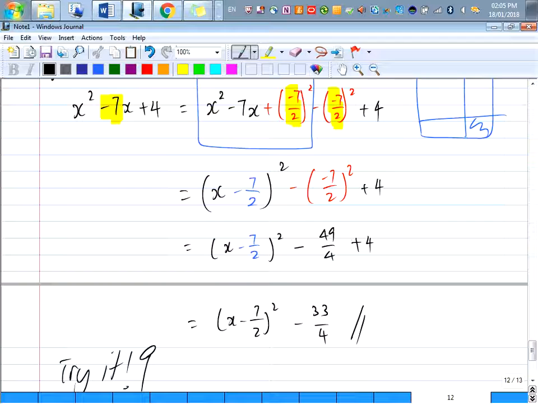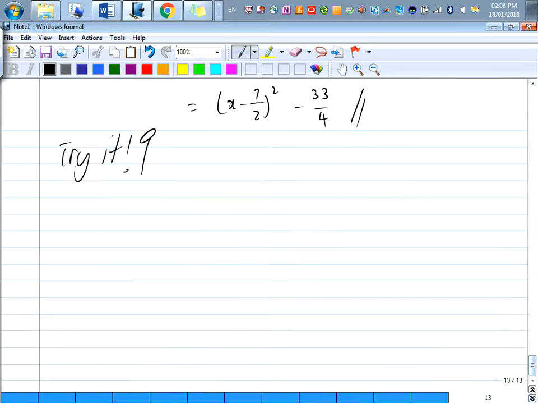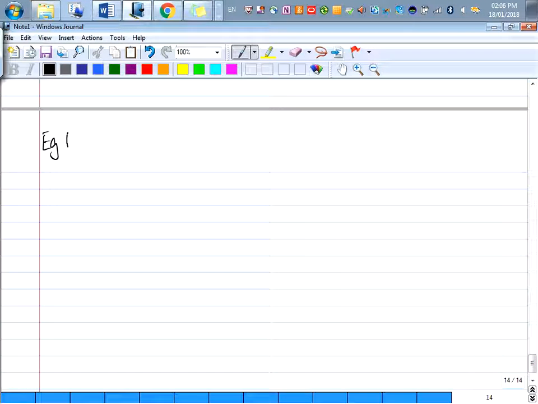Okay? Next is solving equations. Remember, the first portion of the lesson, we said we want to change it into a perfect square so that we can solve it, right? Because some of them cannot be solved by factorization. So now that we have learned how to complete the square, let's see how we can apply it to solve equations. For example, let's look at example 11. Example 11, we have x squared minus x minus 3 equals to 0. This is on page 51.